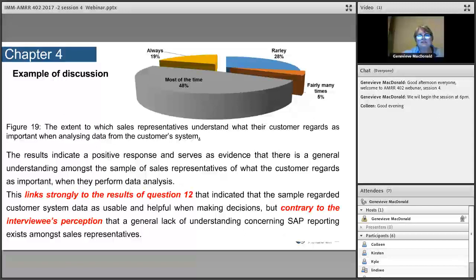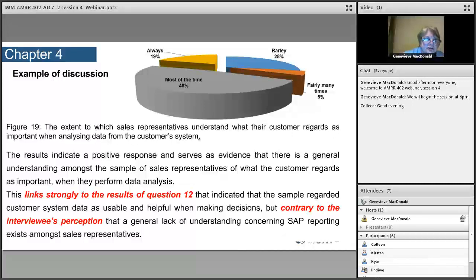Example of a discussion. Again, this is a question about the extent to which sales representatives understand what their customers regard as important. So there you see a more realistic spread: always, rarely, fairly many times, most of the time. And you have the discussion that says a positive response serves as evidence that there's a general understanding amongst the sample of sales reps of what the customer regards as important when they analyze data.